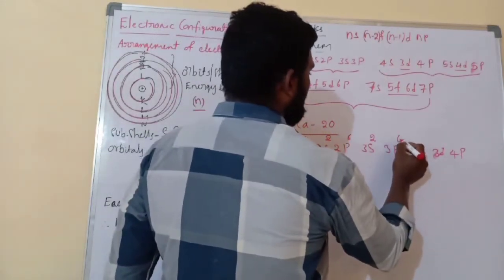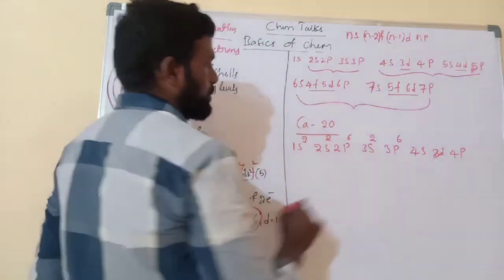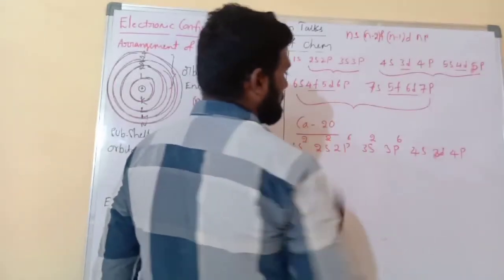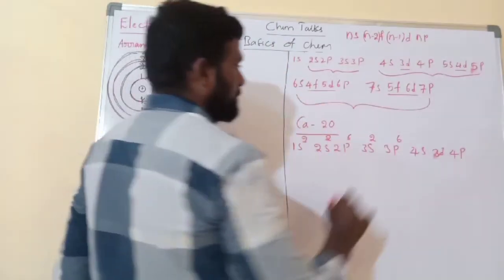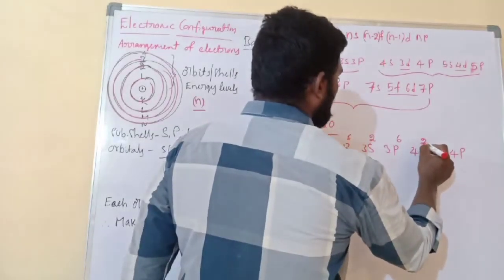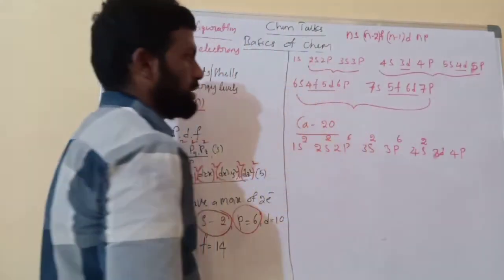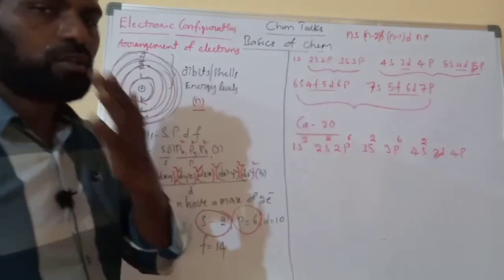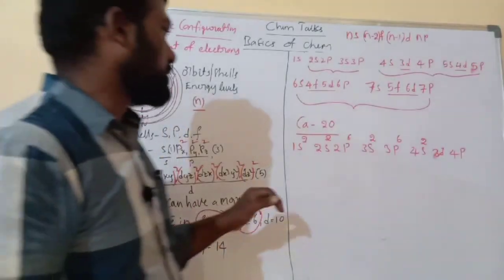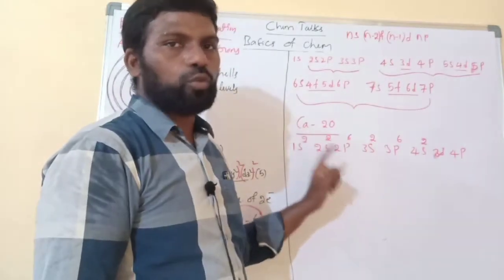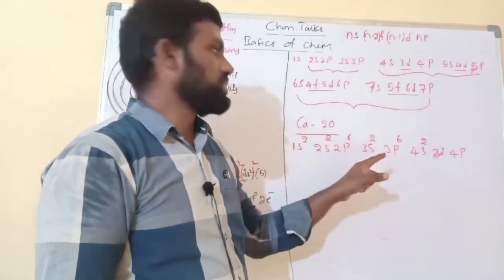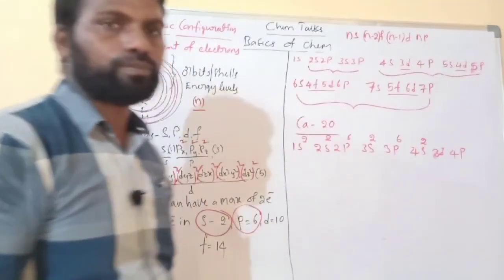P can accommodate 6 electrons. Now 10 plus 8, 18 electrons over. Still 2 more electrons are left. So I am placing those 2 electrons in S. That's all. That's the electronic configuration of calcium: 1s2, 2s2, 2p6, 3s2, 3p6, 4s2.